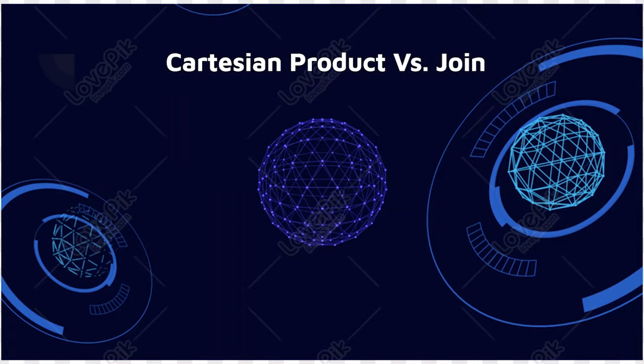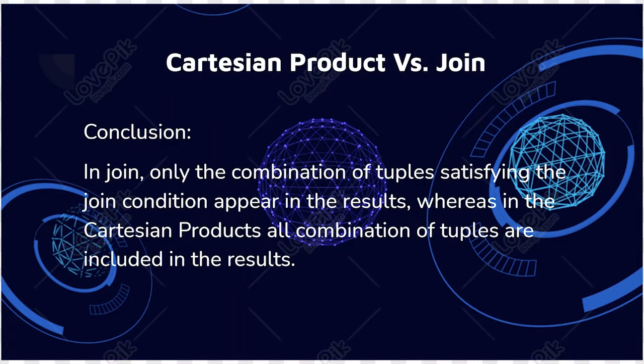Cartesian product versus join. So in conclusion, in join, only the combinations of tuples satisfying the join condition appear in the results, whereas in the Cartesian product, all combinations of tuples are included in the results.